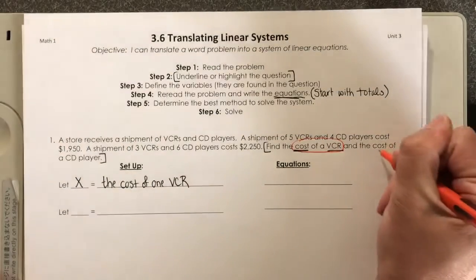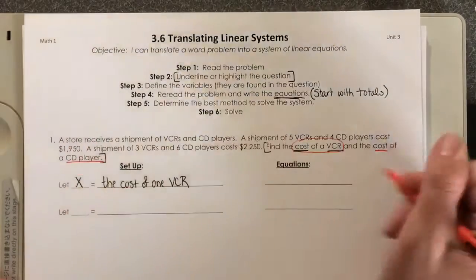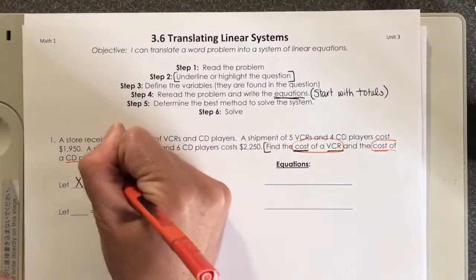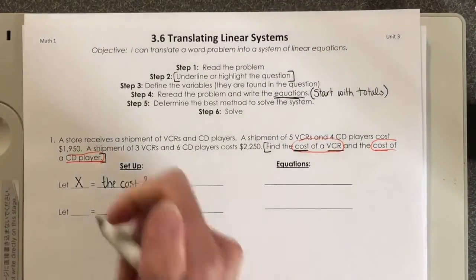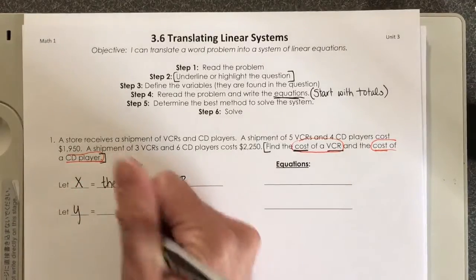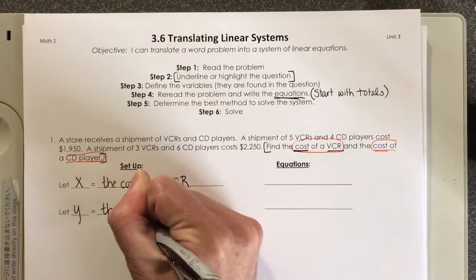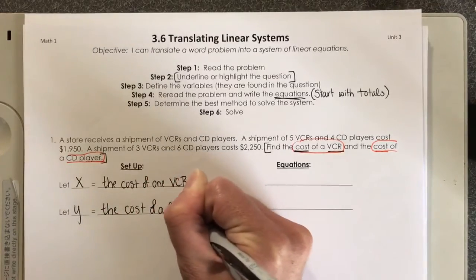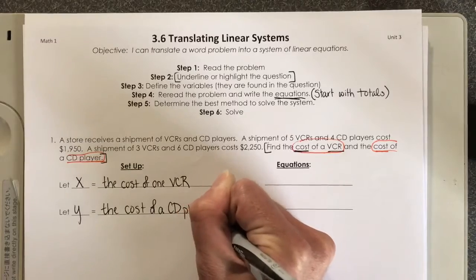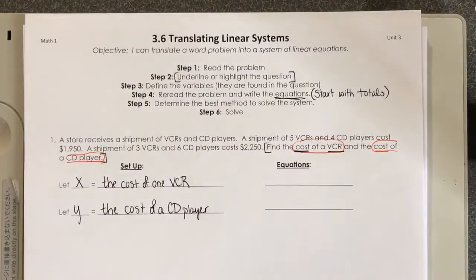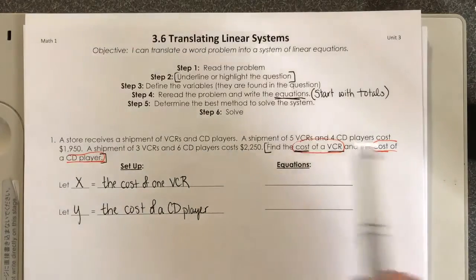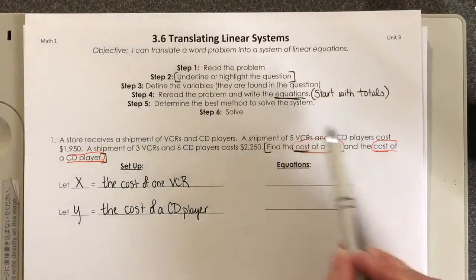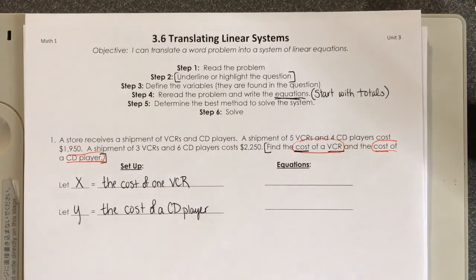I'm also having to find the cost of a CD player. That is an unknown, so that's going to be my second variable. So Y is going to equal the cost of a CD player. So now I know what my variables are, what I'm trying to find, so now I'm ready to set up my equations. So I'm going to look for totals in this problem. What in here looks or appears to be a total?